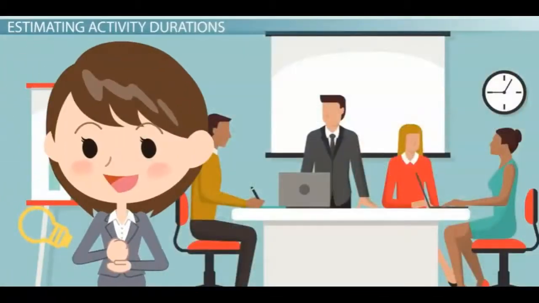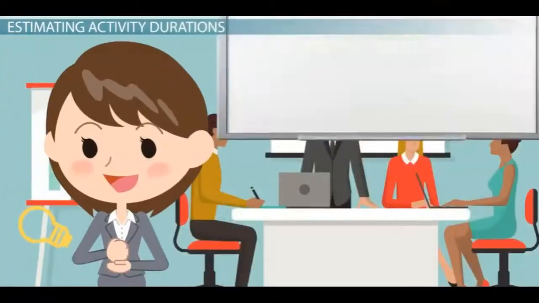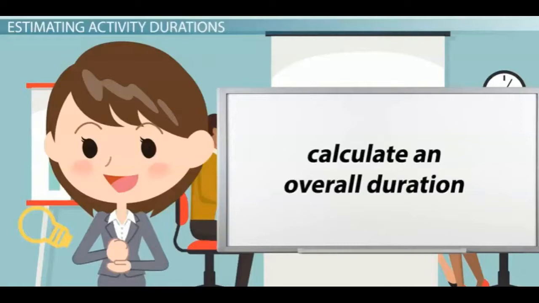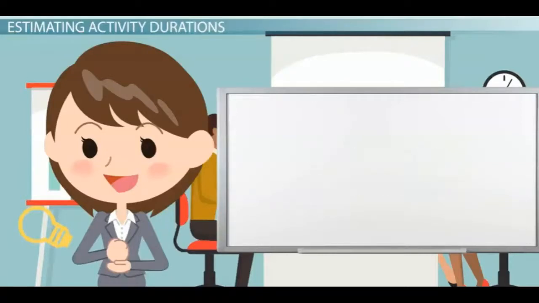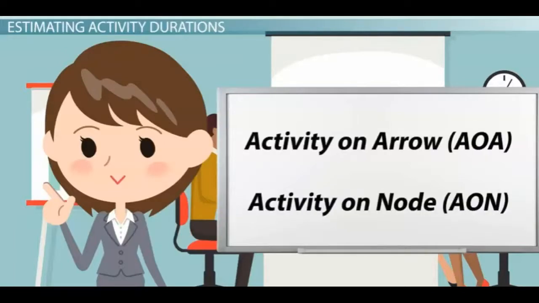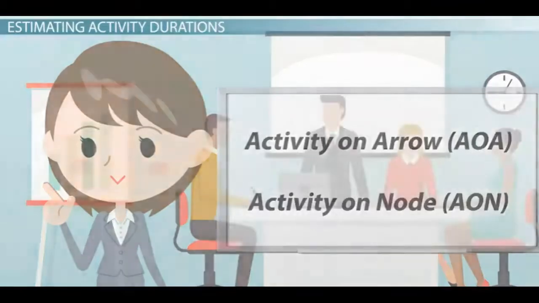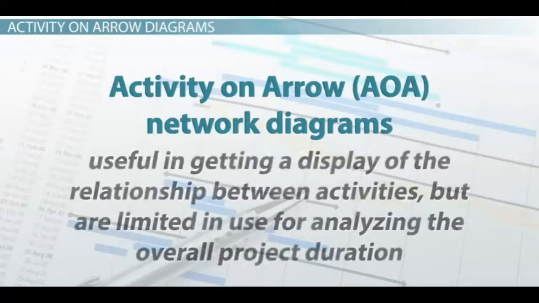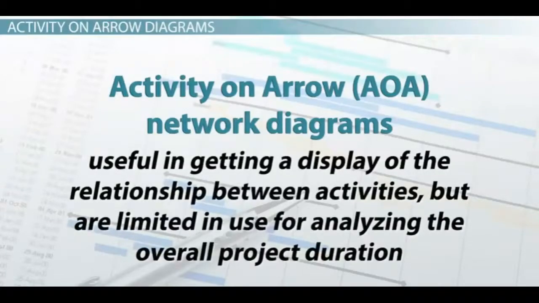Once you've determined an estimated duration for each activity, you'll need to create a network diagram to display the relationship between the activities and calculate an overall duration for your project. In general, there are two approaches to creating network diagrams: activity on arrow, AOA, and activity on node, AON. The activity on arrow, AOA network diagrams are useful in getting a display of the relationship between activities, but are limited in use for analyzing the overall project duration.